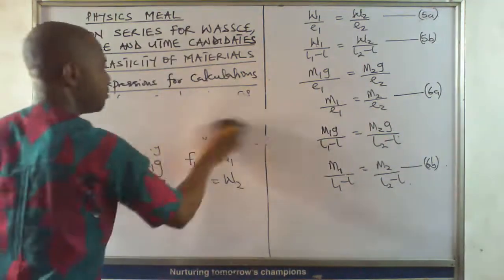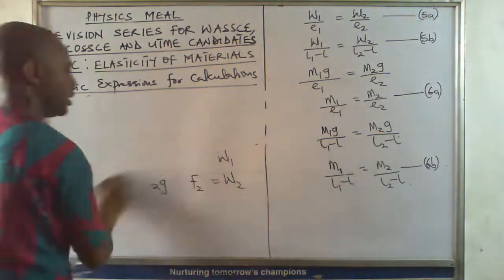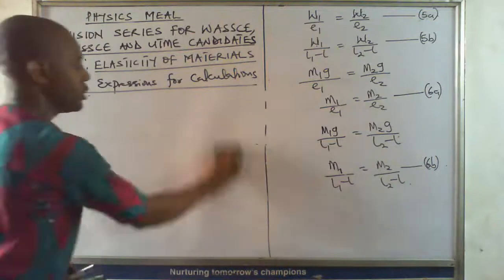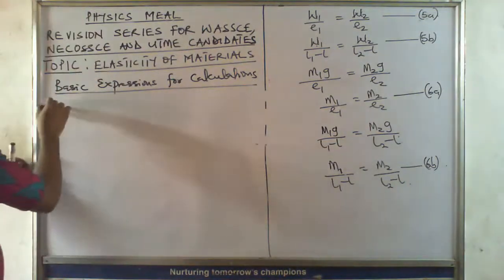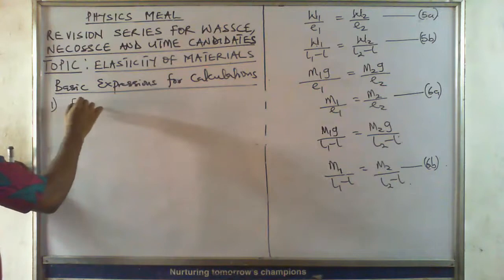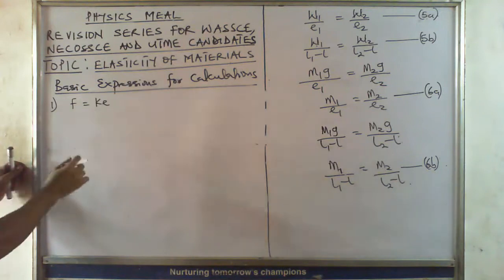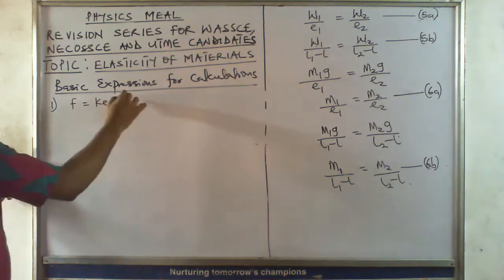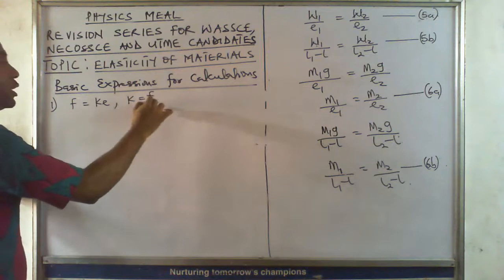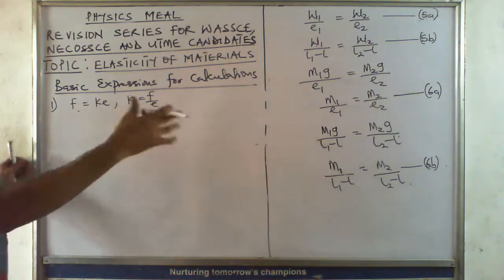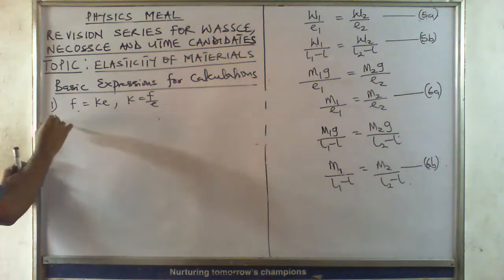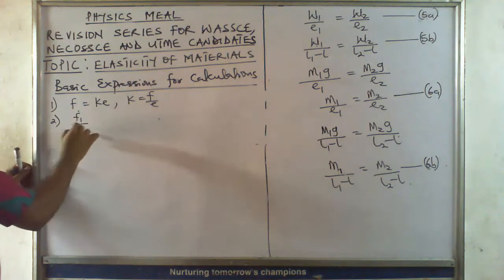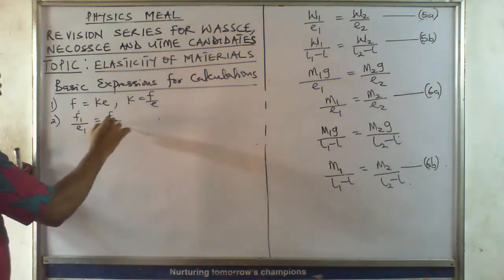Let's quickly put down these expressions. What are the expressions that we have actually generated? One, we have said that F is equal to KE. And from there we have that K is F over E. Once you remember this, you know this, so no need of trying to remember this one. Then we say that F1 over E1 is equal to F2 over E2.